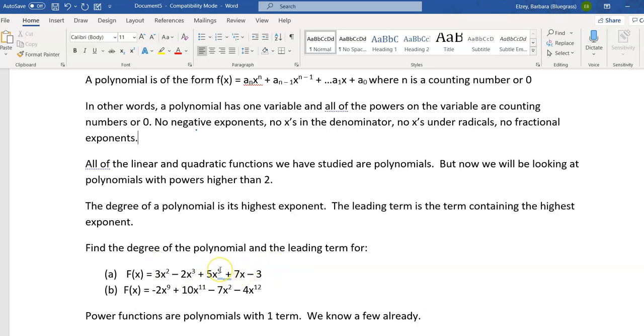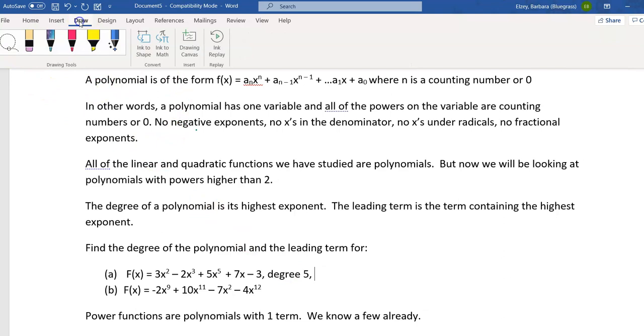Let's find its highest exponent. The biggest exponent is a 5, so that's the degree. So this is degree 5. Its leading term contains that 5, and the leading term is all of this right here. So our leading term, leading, not eating, is 5x to the 5th power.